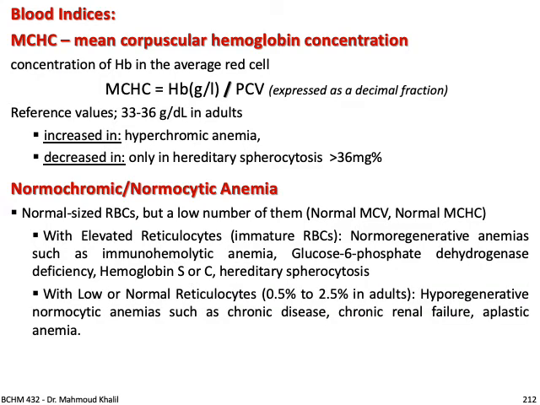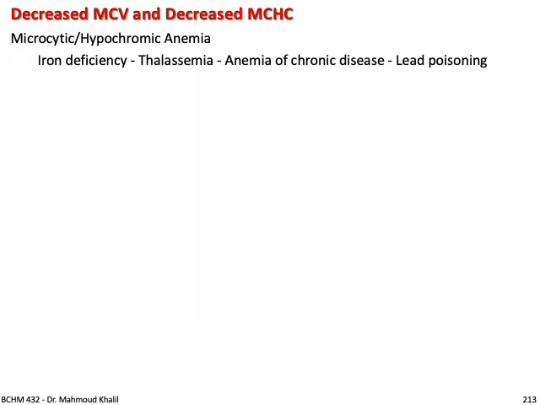With low or normal reticulocytosis, reticulocyte percentage from 0.5% to 2.5% in adults, hypo-regenerative normocytic anemias such as chronic diseases, chronic renal failure, and aplastic anemias. Decreased MCV and decreased MCHC can be a result of microcytic hypochromic anemia, like iron deficiency, thalassemia, anemia of chronic disease, and lead poisoning.